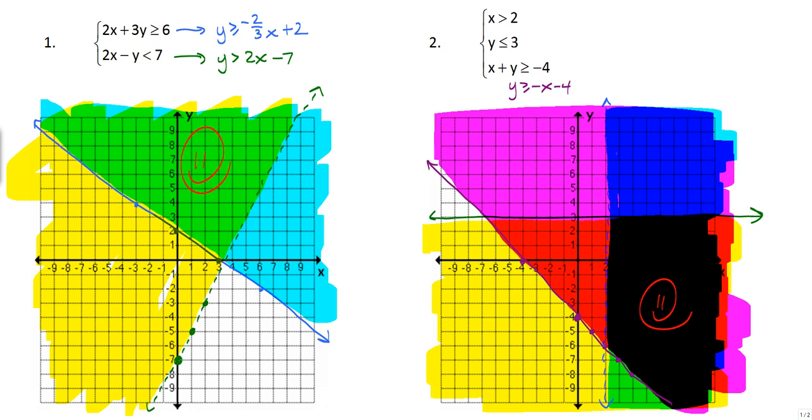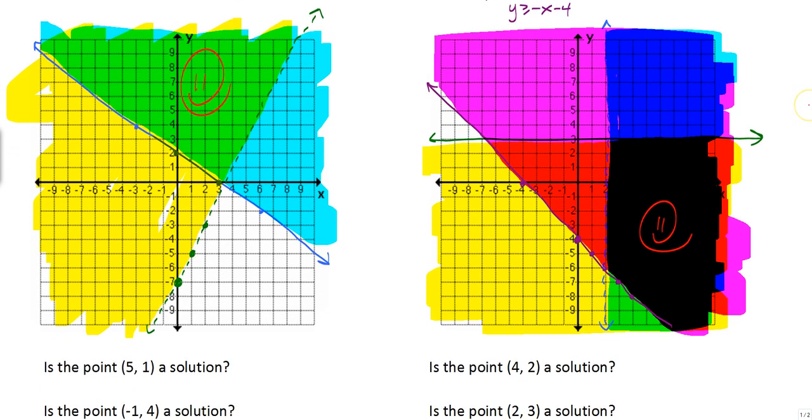So now we're going to ask some more questions. Is (5, -1) a solution? So we go to (5, -1). Is that in the double shaded region? Nope, it's not. What about (-1, 4)? Negative 1, up 4. Yes, it's in the green land, so that one is yes. Is (4, 2)? 1, 2, 3, 4, up 2. Is that point in the shaded region? Yes. Trick question. Is (2, 3)?